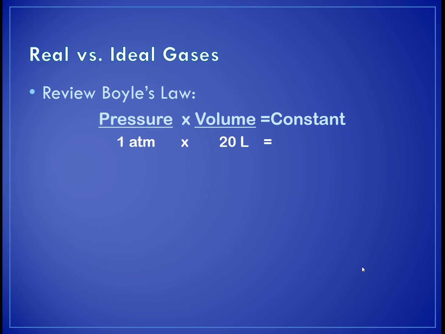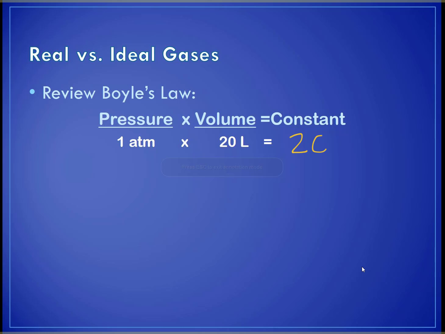At the beginning of the unit, we looked at Boyle's law, and he looked at pressure and volume, and when he multiplied their values, he got some sort of number. In this example, we have 1 times 20. Our constant is 20. What would happen if I double the pressure? Now I'm at 2 atmospheres. Well, my constant still has to be 20. Because my pressure doubled, my volume would get cut in half. So I would have 10 liters.